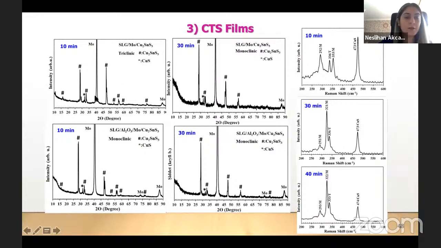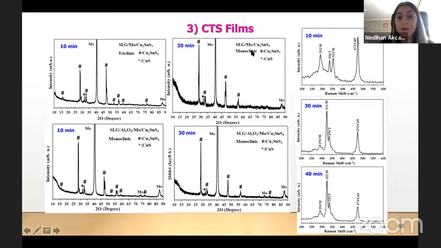It's necessary. We sulfurized these films at different sulfurization times: 10, 20, 30, and 40 minutes. Here I just put some examples. For 10 minutes sulfurization time, in XRD analysis we observed triclinic structure, and for the 10 minutes sulfurized film, which was coated on aluminium oxide soda lime glass substrate, we obtained monoclinic structure. And here you see also the film sulfurized for 30 minutes.